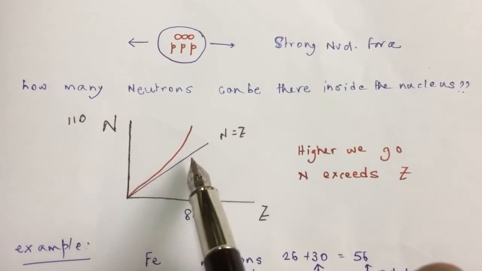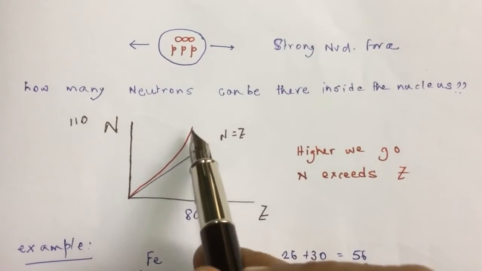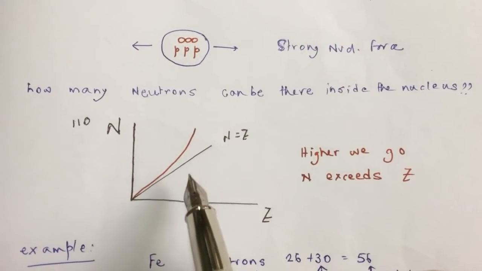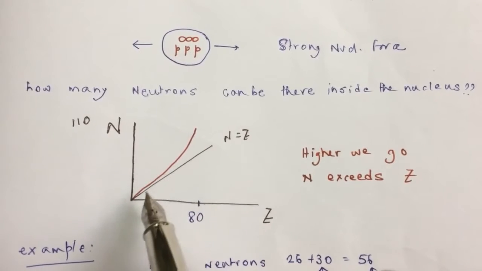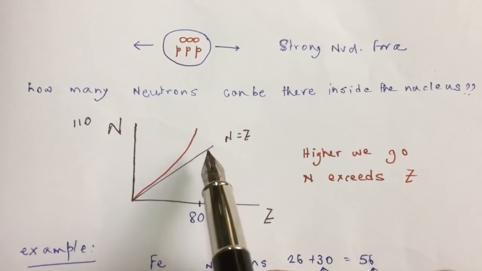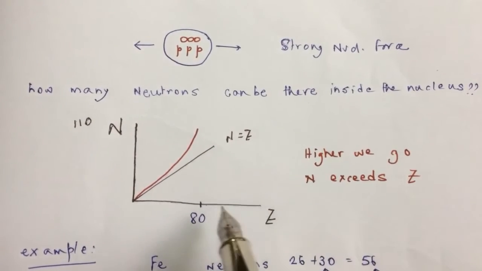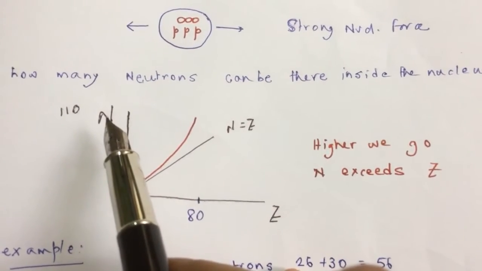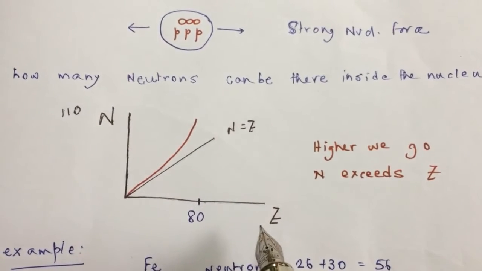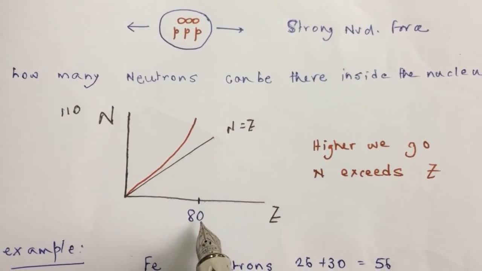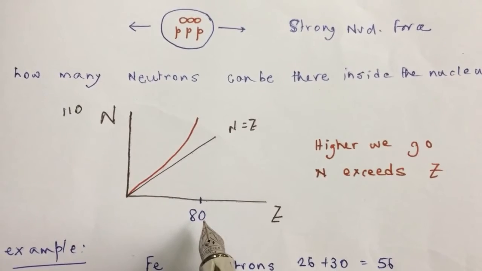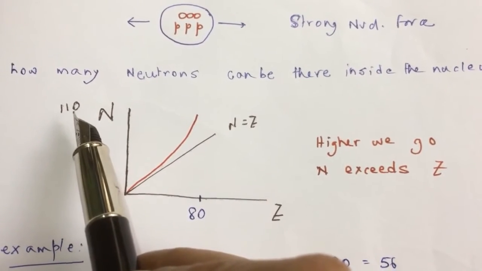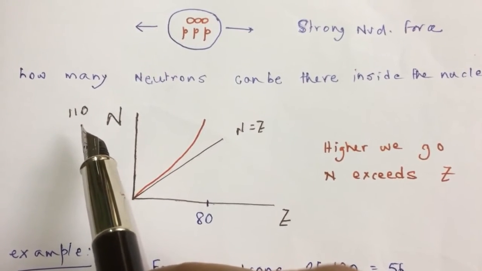As we go higher and higher, we can see that this red line, which represents the number of neutrons, deviates from this straight line value. That means N exceeds the value of Z. The number of neutrons becomes greater than the number of protons. For example, if we have Z equal to 80, that is, number of protons equal to 80, then we must have neutron number equal to 110 in order to have a stable nucleus.